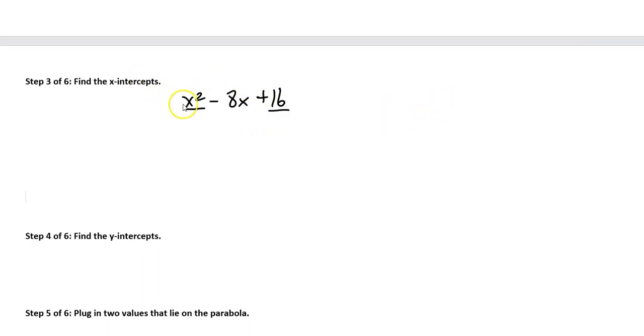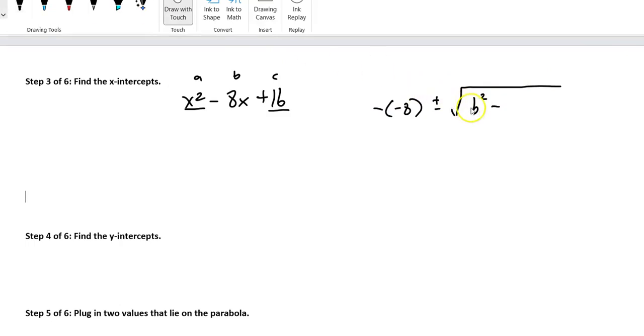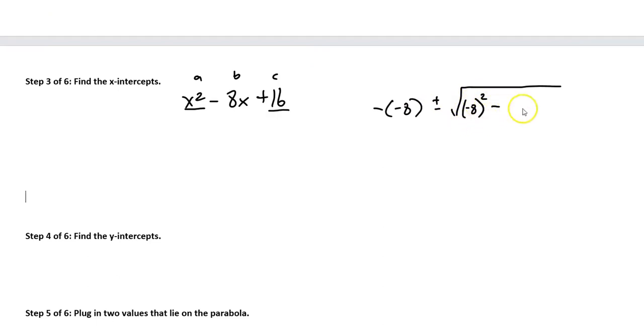We've got a 1 here. We've got our A, we've got our B, we've got our C. Once again, once I show you everything and explain everything, it's going to make a lot more sense. So we've got our B, we've got our negative 8 plus or minus the square root of B squared minus 4AC. So negative 8 squared, minus 4 times 1 times 16, all over 2 times 1.